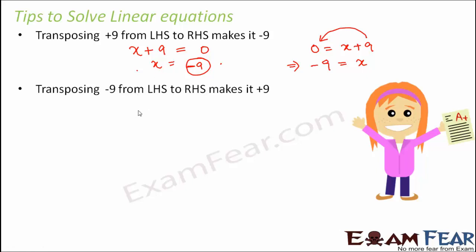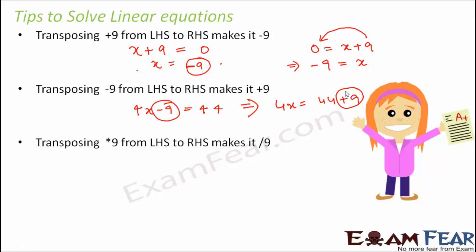Let's say instead of this, had it been something like 4x minus 9 is equal to 44. So in that case, it would have been something like 4x is equal to 44 plus 9. So you see, the minus 9 when moved to the other side became a plus 9, and the same is true for movement from RHS to LHS as well.